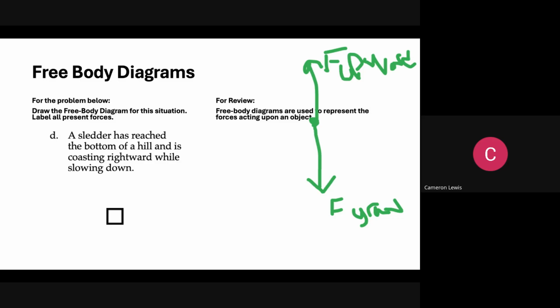So you reach the bottom of the hill and you've been coasting rightward while slowing down. So you're going down to the bottom of the hill, but you're coasting to the right while slowing down. How would that look free body diagram wise? First, what forces are present? Gravity.